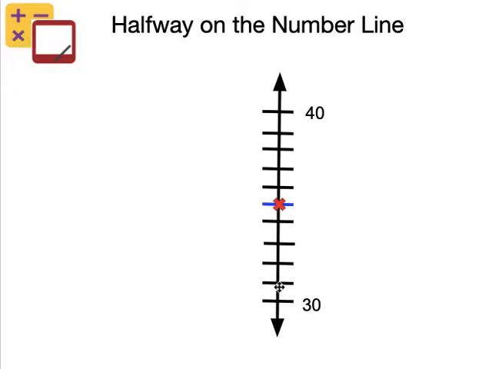30, 31, 32, 33, 34, 35. And 35 makes complete sense because halfway between 30 and 40 is the number 35. So I'm going to go ahead and label that as my halfway point on my number line.